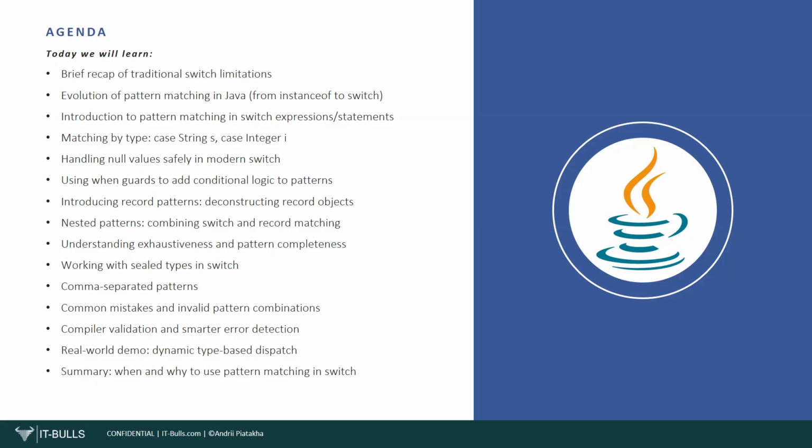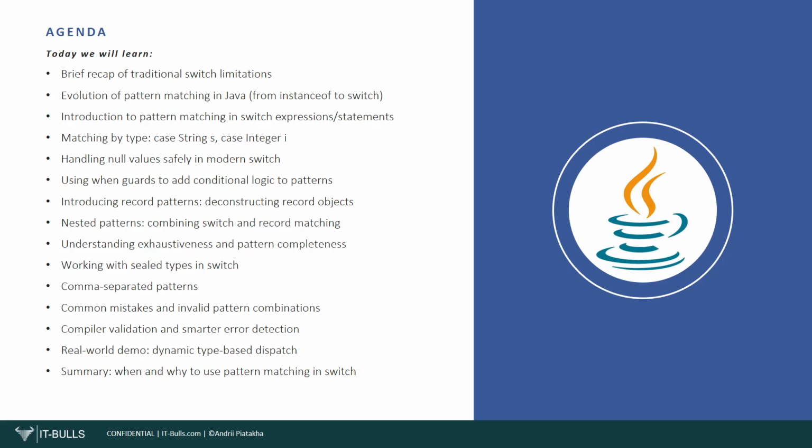First, we'll briefly revisit the traditional switch statement in Java and discuss its limitations that existed before pattern matching was introduced. From there, we'll trace the evolution of pattern matching, starting with the instanceof enhancements and moving toward its integration into the switch construct. Then, we'll dive into how modern switch works with type patterns. I'll show you how to match by type, handle null safely, and use guard conditions with the when keyword.